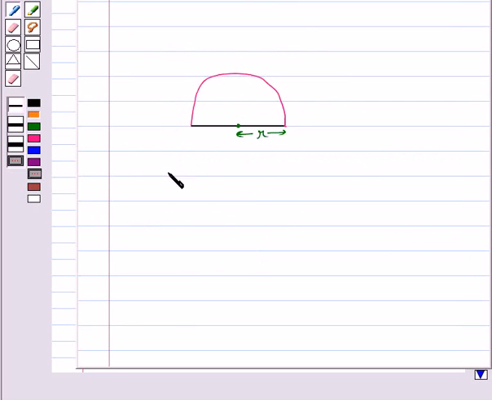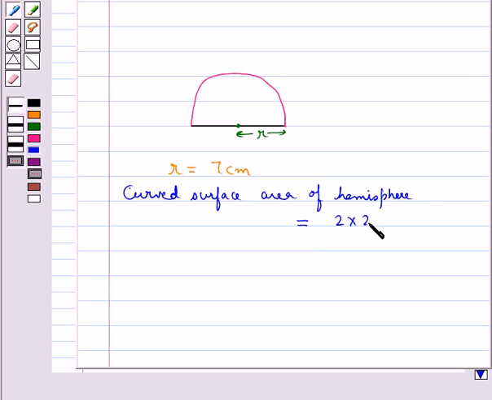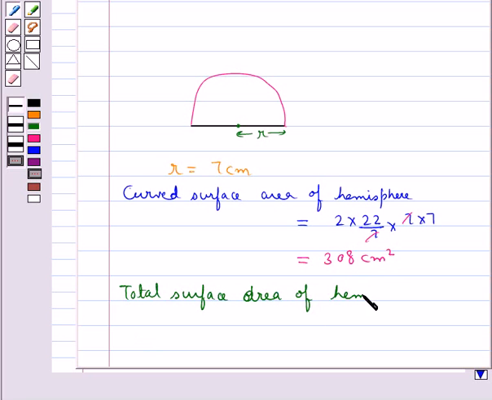Consider this hemisphere with r, that is the radius, equal to 7 centimeters. So, the curved surface area of the given hemisphere is equal to 2 pi r square. From here we get the curved surface area of the hemisphere equal to 308 centimeter square. Then the total surface area of the given hemisphere is equal to 3 pi r square, which is equal to 462 centimeter square.